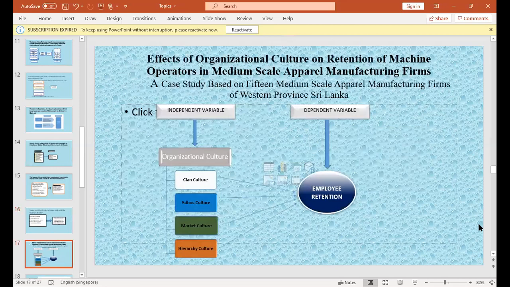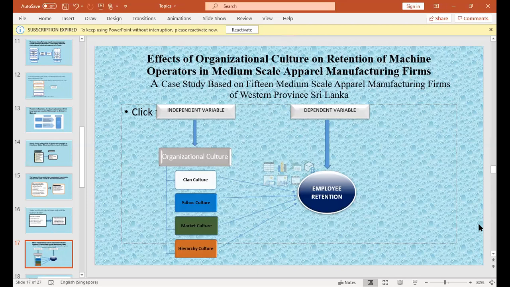This research was conducted with 15 companies in the apparel sector, and with each company we tried to check the culture that is there, මෙතන cultural elements 4ක් තියෙනවා. So which culture is most prominently found within each company, and how the employee retention is.